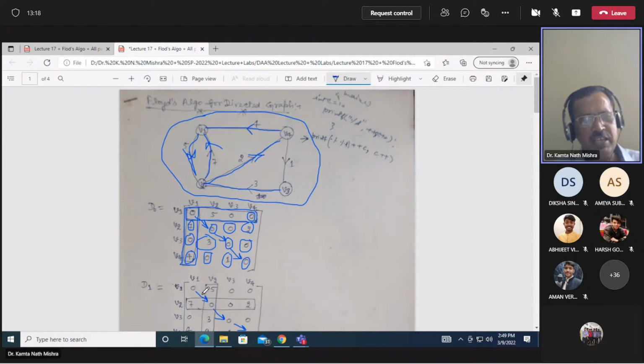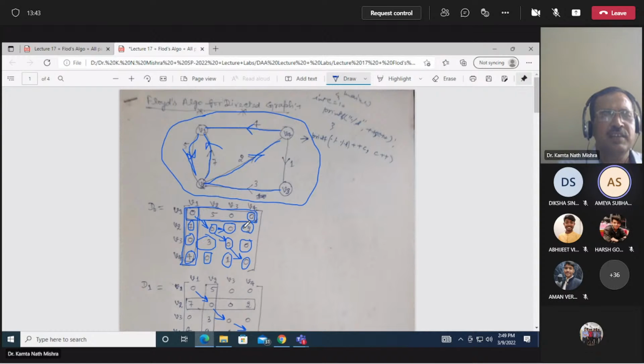And will there be any change in the left diagonal in D1? No, sir. Left diagonal will always be 0. But the other elements, the remaining elements, will be changed. Yes, sir, they can change. They will be changed.